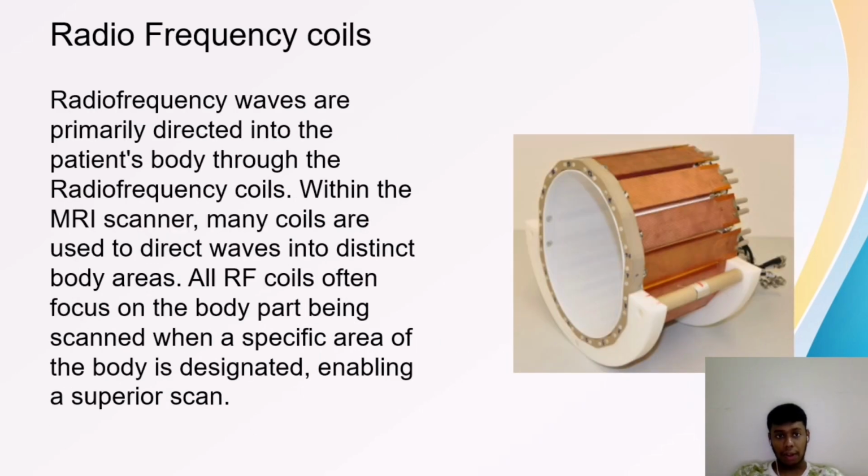Radio frequency coils. Radio frequency waves are primarily directed into the patient's body through the radio frequency coils. Within the MRI scanner, many coils are used to direct waves into distinct body areas. All RF coils often focus on the body part being scanned when a specific area of the body is designated, enabling a superior scan.